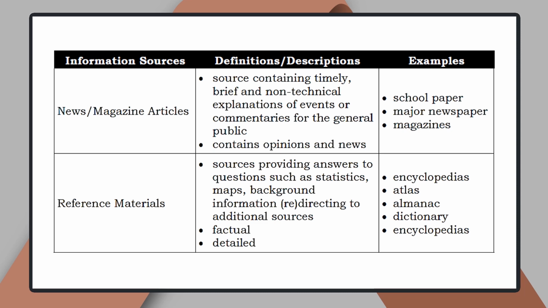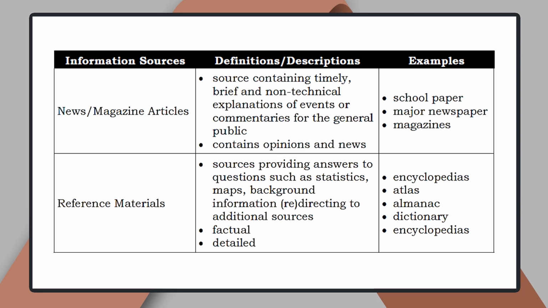Sorry. News and magazines might belong to primary or secondary sources. Primary if it portrays eyewitnesses' statements and stories. If not, then that is a secondary source. Normal examples of that: you have the school paper, and then you have major newspapers. Major classifications are tabloids and broadsheets, and then magazines. Any other types of magazines that you encounter: fashion magazine, food magazine, travel magazine, those sorts of things.